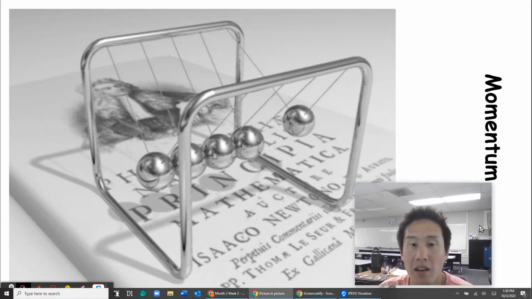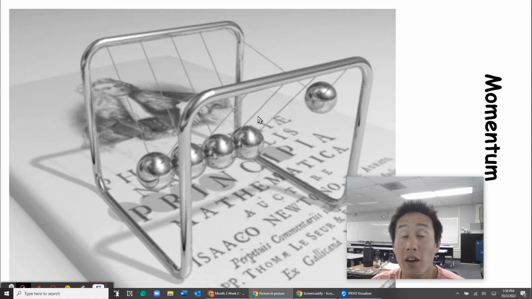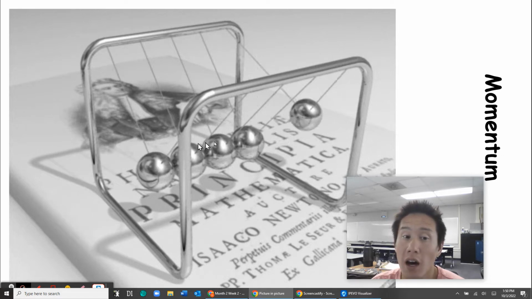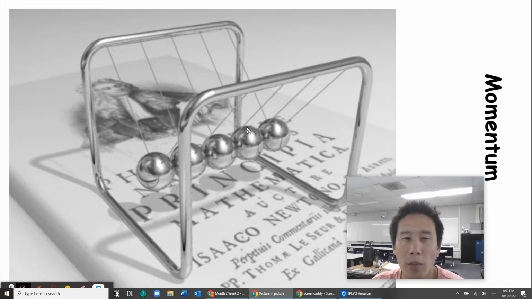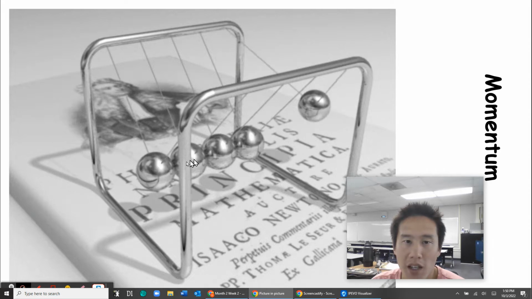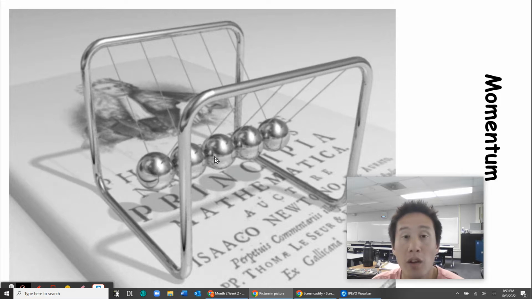Welcome to class, right? This is an example of momentum, where momentum is conserved. You don't really need to know momentum to understand that this ball is going here, hits these three marbles, and then the other marble comes up, comes back down, hits these three marbles. You understand that something's being conserved. Well, we call that momentum.